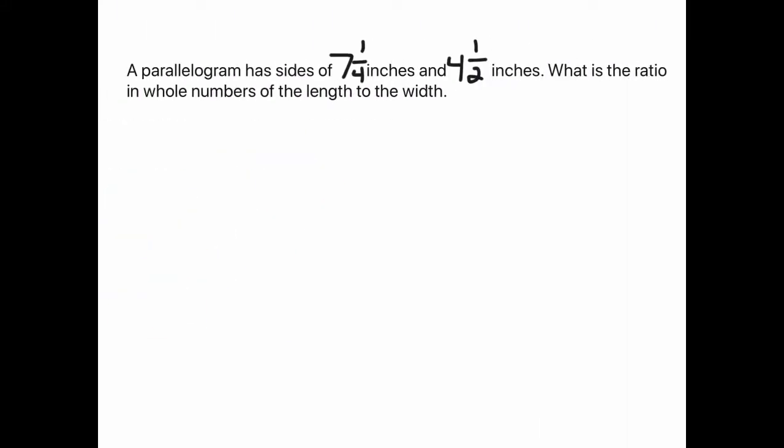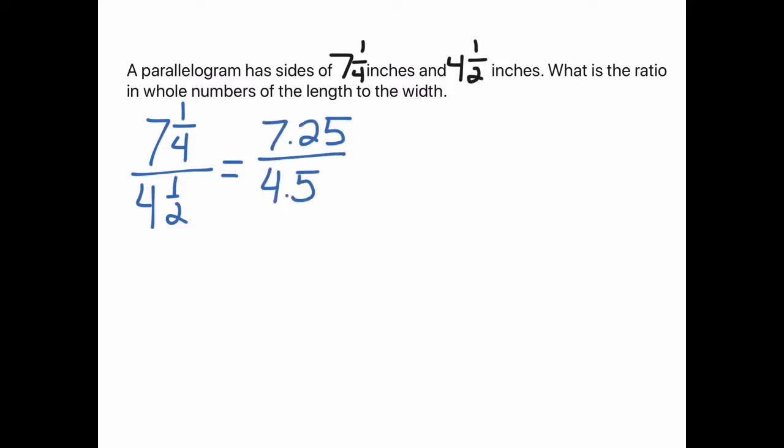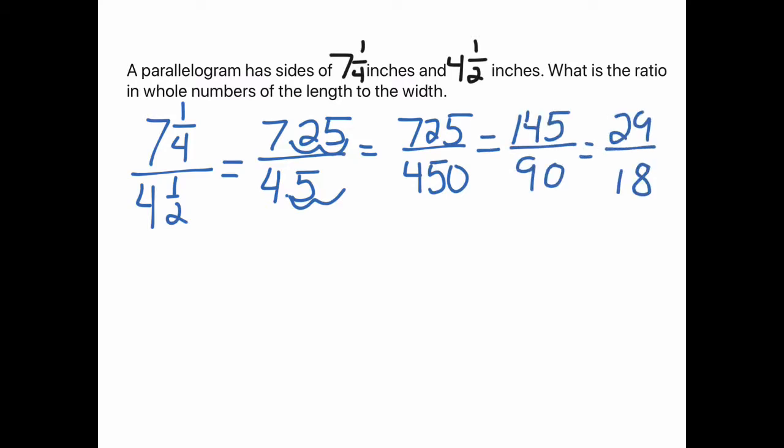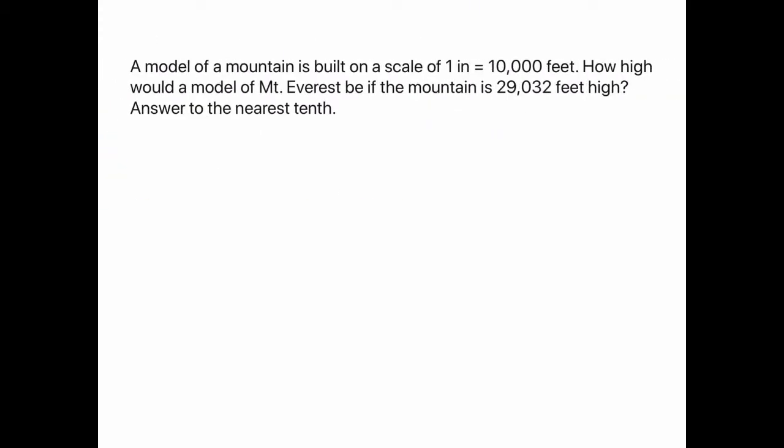Our next question says a parallelogram has sides of 7 1/4 inches and 4 1/2 inches. What is the ratio in whole numbers of the length to the width? So I turned these into a fraction. You could also make them decimals if you want. And then to get rid of the decimals, I would just have to move the decimal point over 2 spots. And we get 725 over 450, and then we just reduce. And we can't reduce any further than 29 over 18, so that's the ratio.